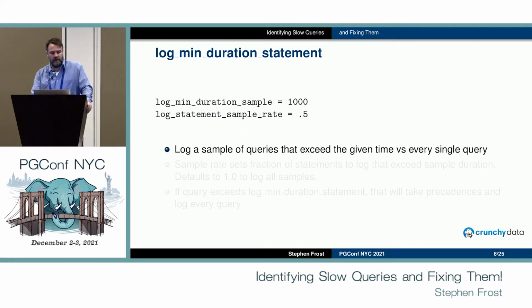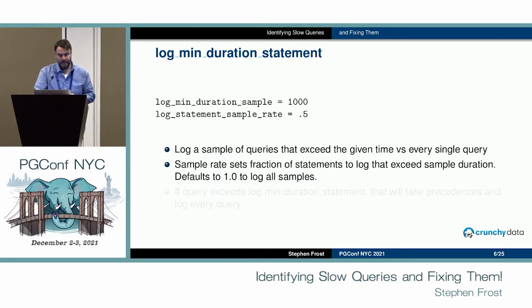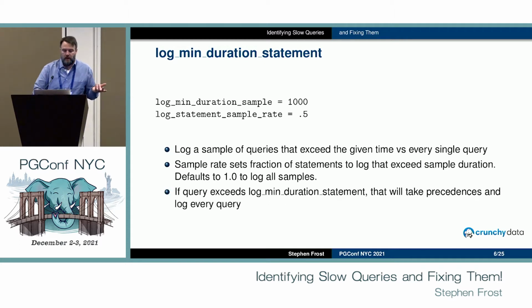There is also a duration sample option, which you can use to log a sample of queries that exceed a given time, rather than logging every single query that went over a certain amount of time. So here you would configure log_min_duration_sample, and then you can specify a sample rate. What that means is that you can get a lower threshold for the overall query time and not overwhelm your system with a lot of logging.